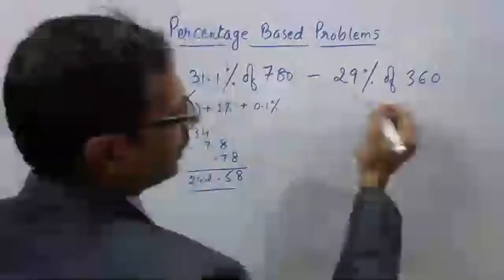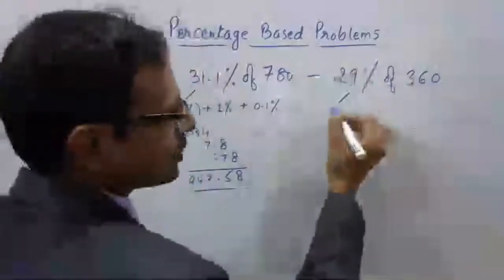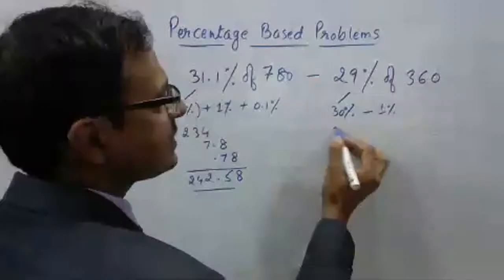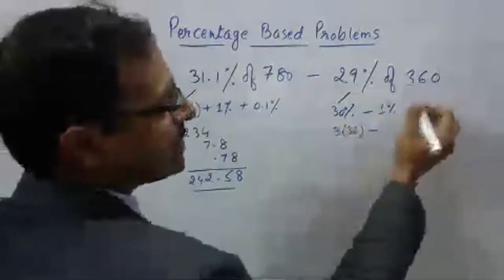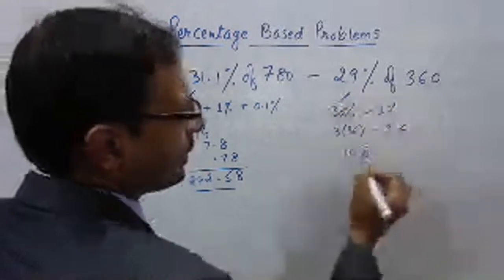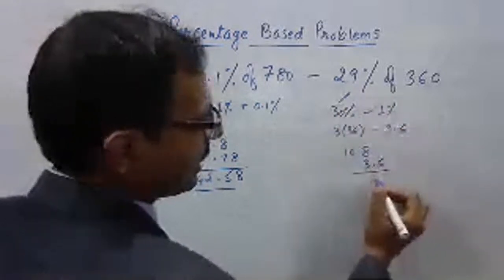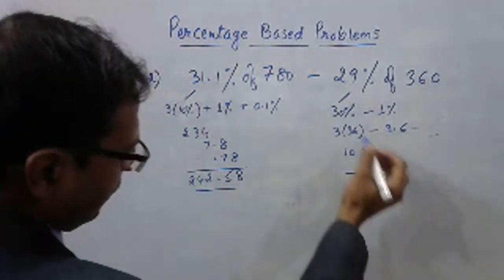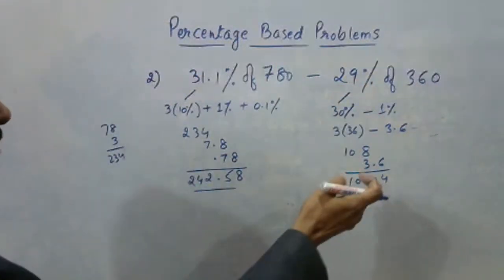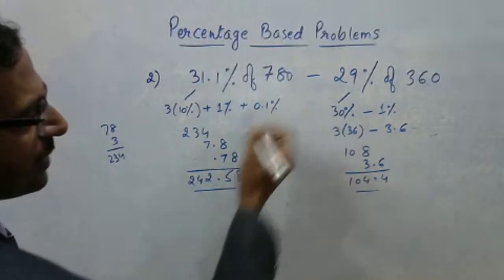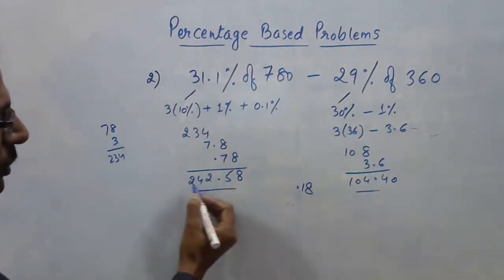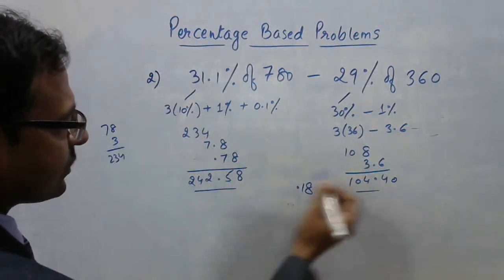How to find this percentage? 30% minus 1%. Very easy. 30% is 3 times 36, minus 1% is 3.6. So this is 108, and you need to subtract 3.6 from this. So if you subtract, this will become 0.4, and this will be 7 minus 3, 4, and 0 and 1. So 104.4. This is 29% of 360. So now the difference of these two, because we have a minus sign here, just subtract 58 and 40, you get 18. And 242 minus 104 is 142 minus 4, 138.